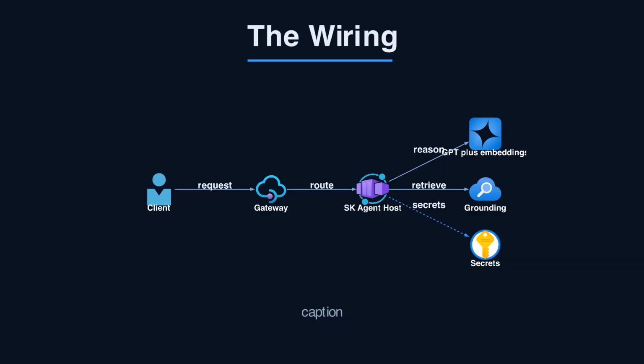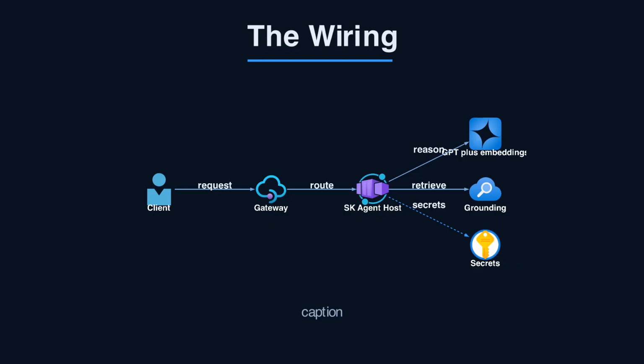The client hits Azure API Management, which handles auth, rate limiting, and routing. Behind it, your agent host runs in Container Apps, embedding the Semantic Kernel runtime. The kernel calls Azure OpenAI for both chat completions and embeddings. When the model decides it needs information, the kernel invokes a plugin that queries Azure AI Search for grounding documents. Secrets like the OpenAI key live in Key Vault, pulled at startup via managed identity.